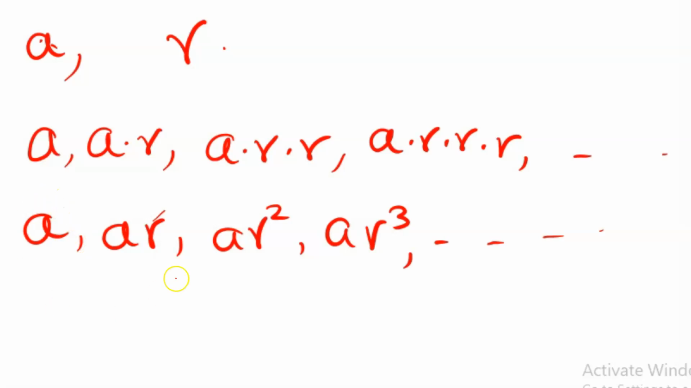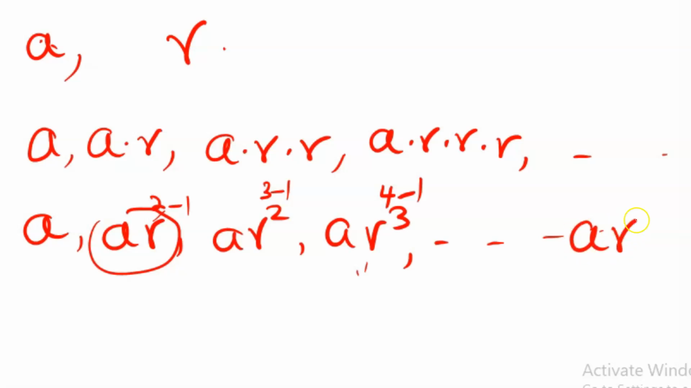So look at the sequence carefully. The power of the common ratio lags behind by 1. For the second term, you can see 2 minus 1. For the third term, 3 minus 1. For the fourth term, 4 minus 1, R raised to the power 4 minus 1. So if you continue like this, then the nth term will be A R raised to the power n minus 1.